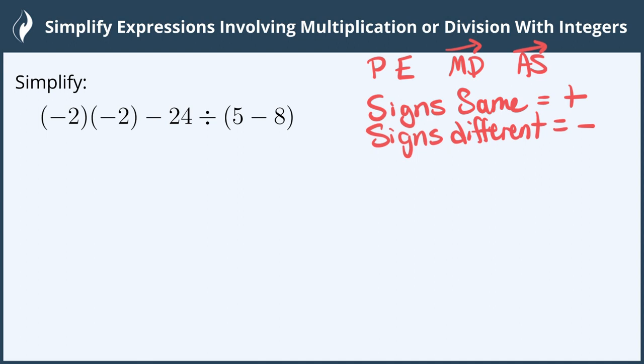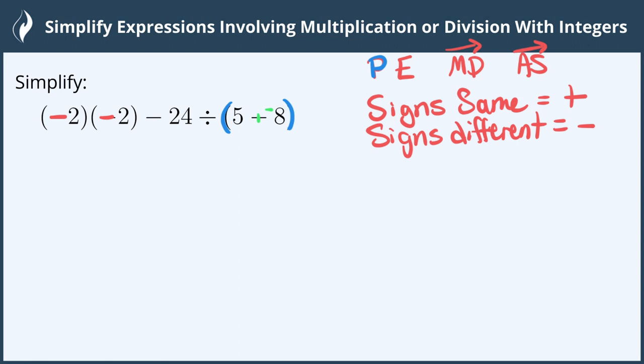Here I have -2 times -2 minus 24 divided by (5 minus 8). Using the order of operations, I must complete what's inside the parentheses first. So our first step will be 5 subtract 8. We can do that by adding the opposite so that it becomes 5 plus a -8.